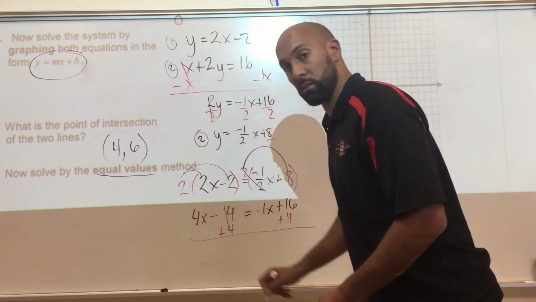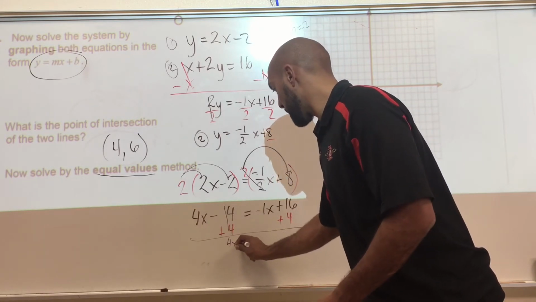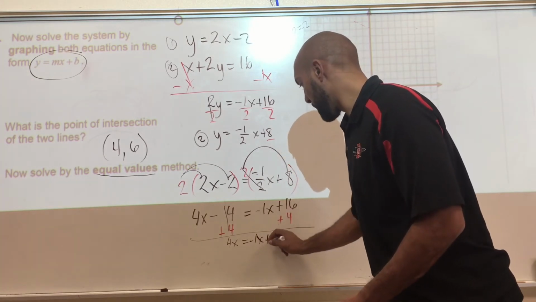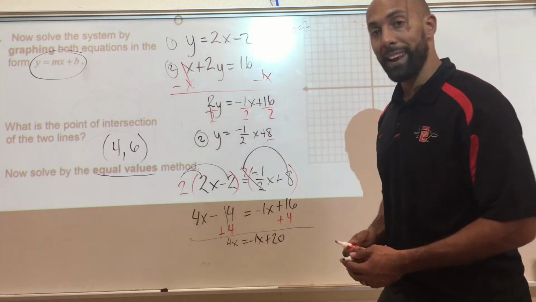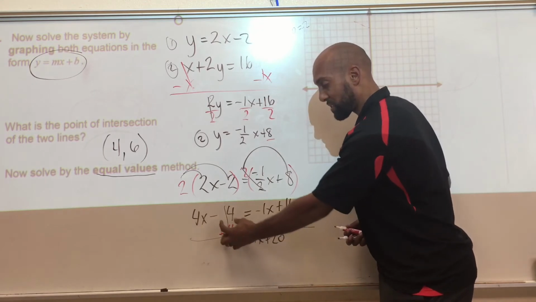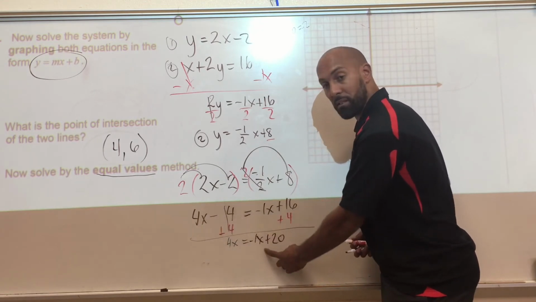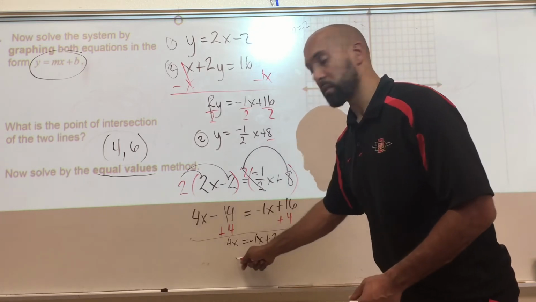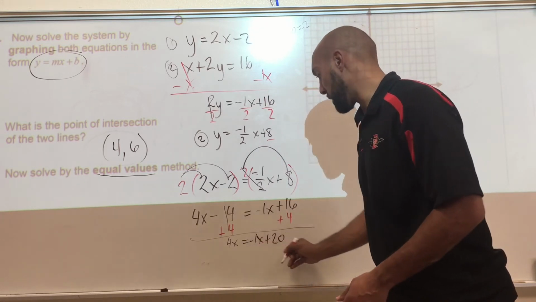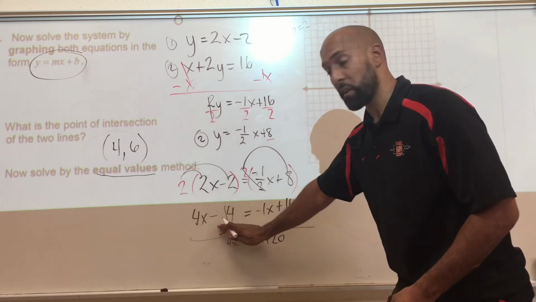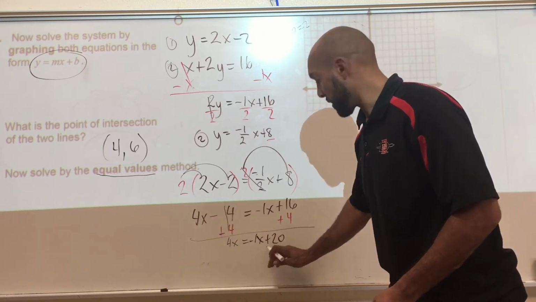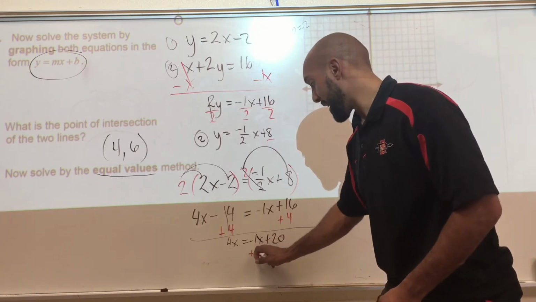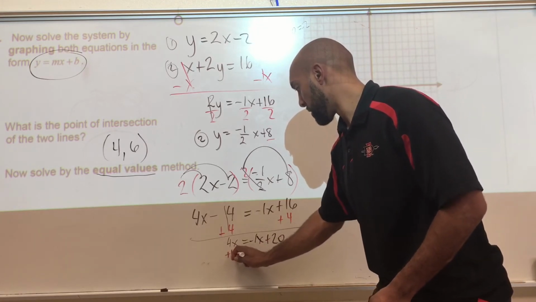Okay, that cancels. 4x equals negative 1x. 16 plus 4 is 20. And now I go to this side. Remember, if I cancel here, I have to go to the other side to cancel now. Don't go to the same side to cancel. Don't do minus 4x. I see a lot of you guys doing that. I canceled a number here, so I need to cancel an x over here. So I'm going to cancel the x. It's negative, so I'm going to add it to both sides.